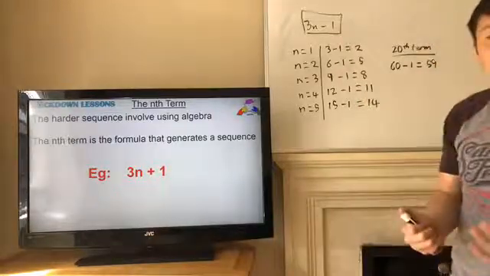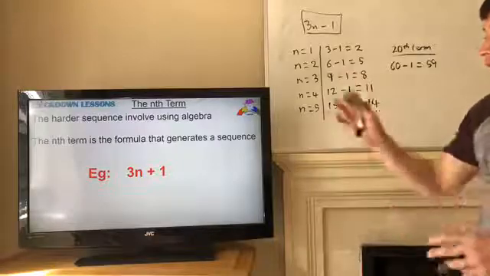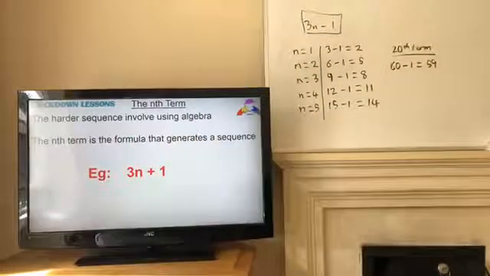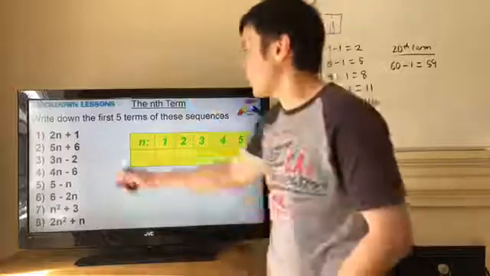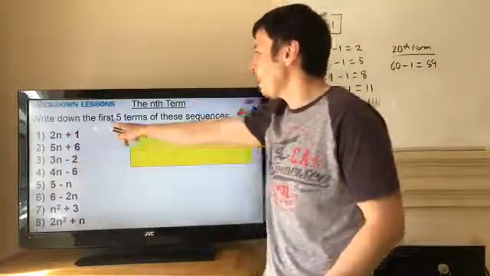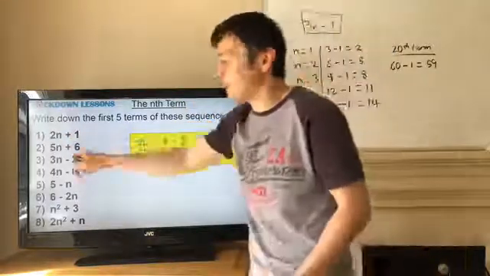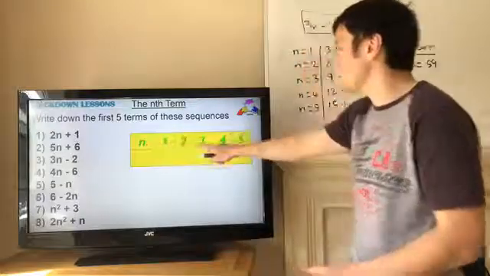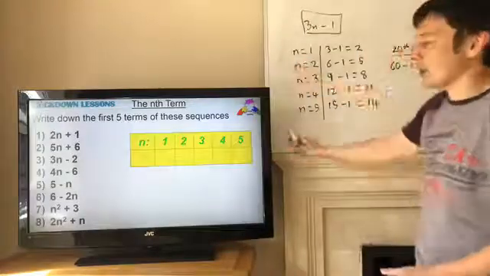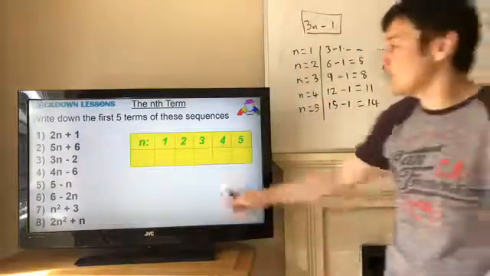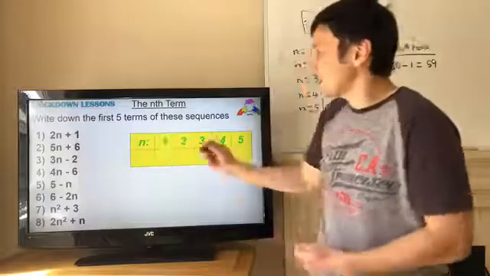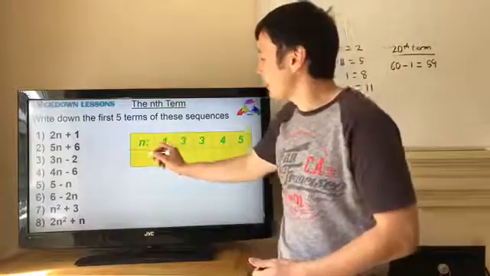Okay? So, hopefully that makes sense. I'm now going to put some sequences on the board, and I want you to write down the first 5 terms for each of these sequences. Some people like to do it in a table like that or like that. It is up to you. So you could do it in a table like this. You can call this t if you want, but you don't need to.